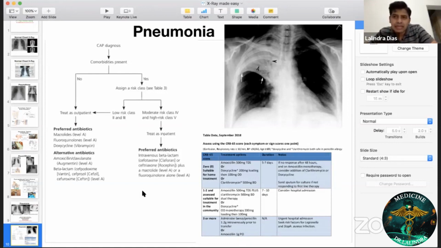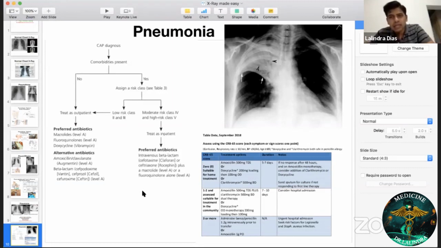So what are the best guess antibiotics? If it is a severe community-acquired pneumonia, there are two combinations available, right? Number one, you can give IV ceftriaxone plus a macrolide to cover the atypical organisms like Mycoplasma, Legionella, and Chlamydia. That's why you are adding a macrolide. What are these macrolides? Erythromycin, azithromycin, clarithromycin.